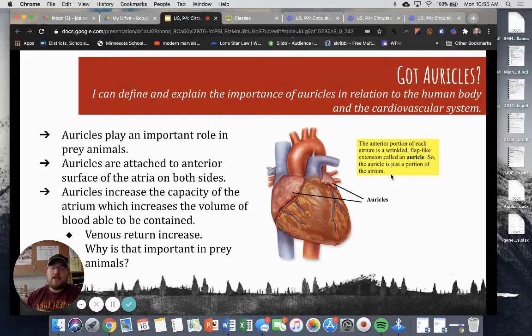So last thing I want to talk about is the auricles. Okay, the auricles are an important part in predator-prey relationships. Auricles are attached to the anterior surface of the atria on both sides. Auricles essentially increase the capacity for the atrium, which increases the volume of blood able to be contained. And this causes venous return to increase. And this is very important in prey animals because predators obviously attack prey. And this gives them a little bit more extra blood and energy to help avoid or flee their predators.